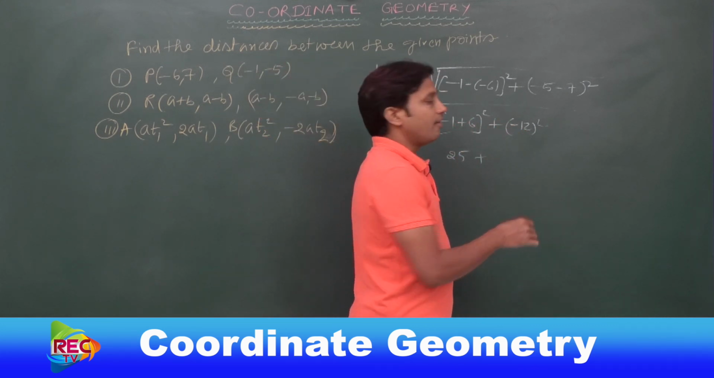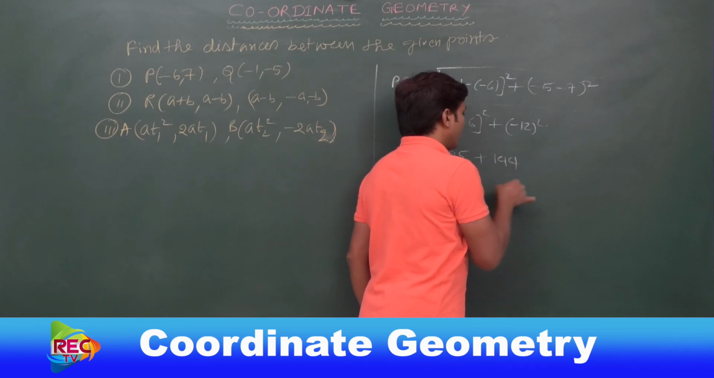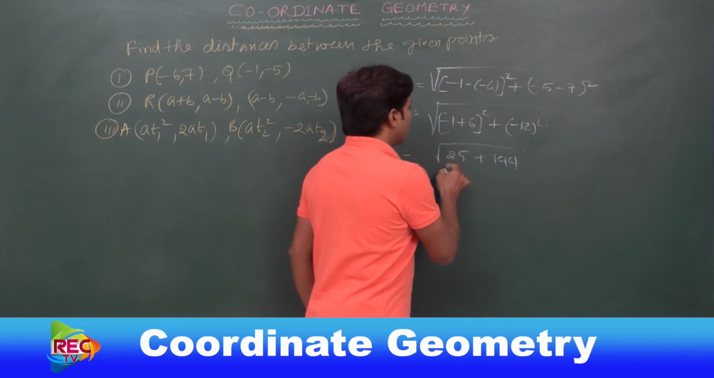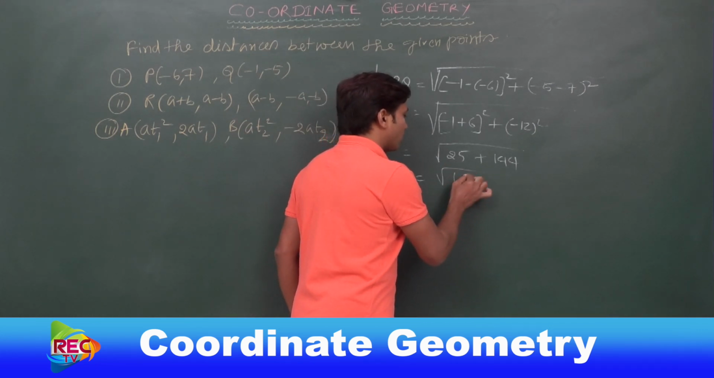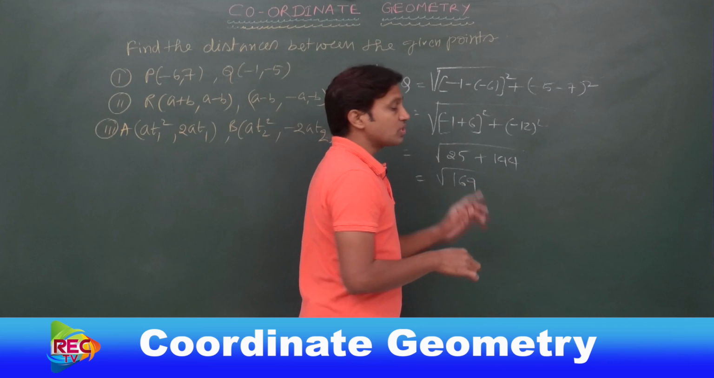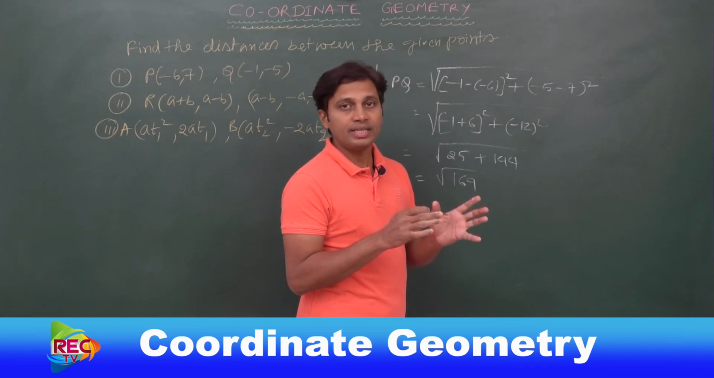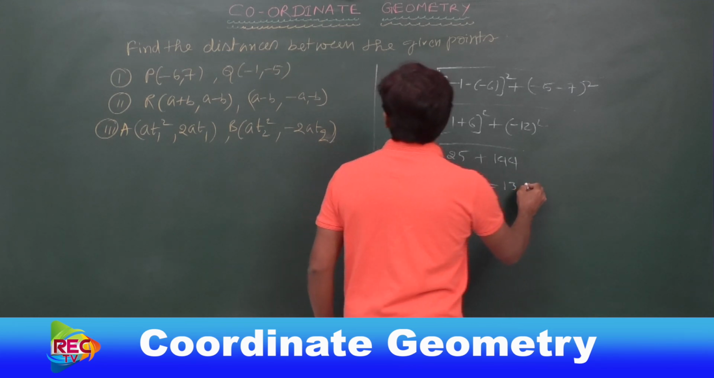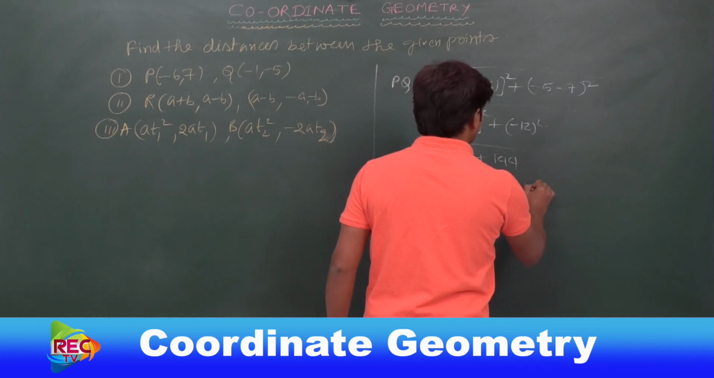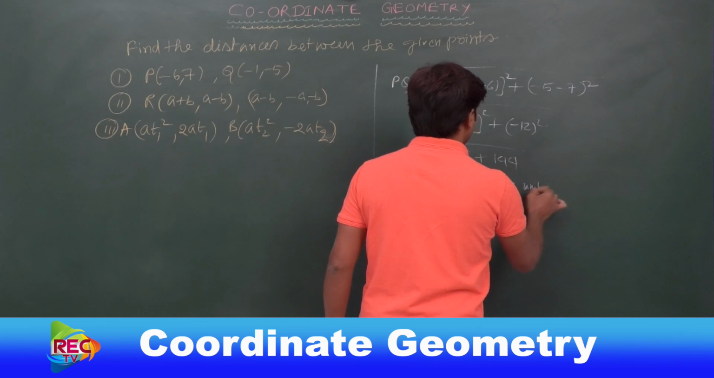12 square would be what? 144. So under square root, 25 plus 144. How much is it? So this is 169, or not? Yes, 169. What is the square root of 169? Is it 13 or not? Yes, 13. So 13 centimeters or 13 units is the distance between those points.